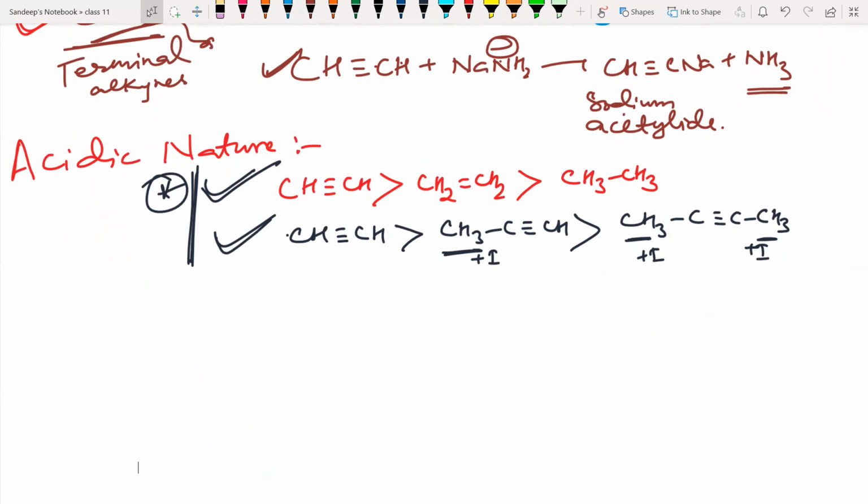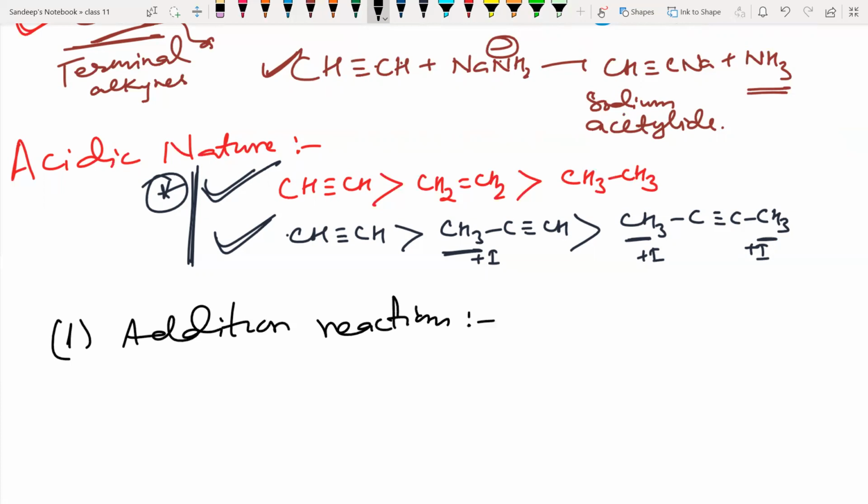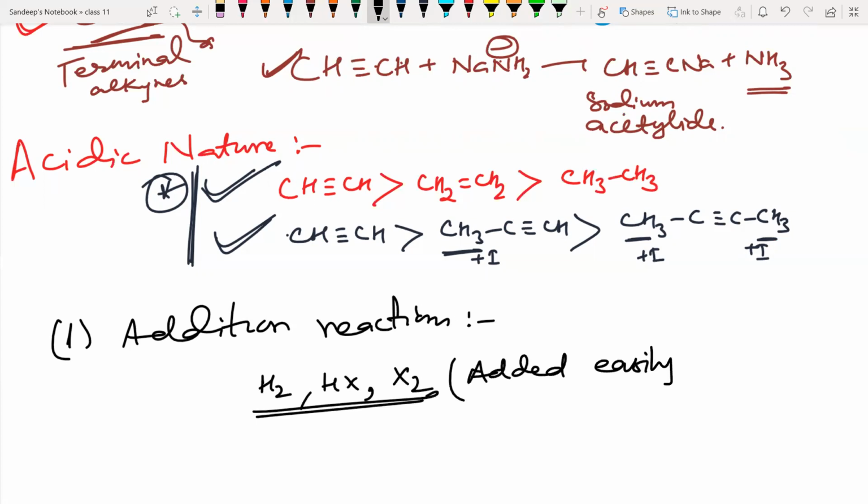Now we will discuss a few reactions. The most important reaction is the addition reaction. H2 can add, HX can add, X2 can add. So these can be added easily across the triple bond.